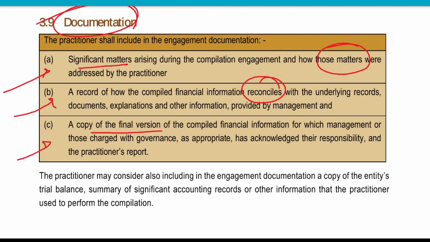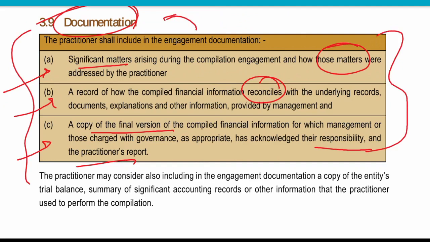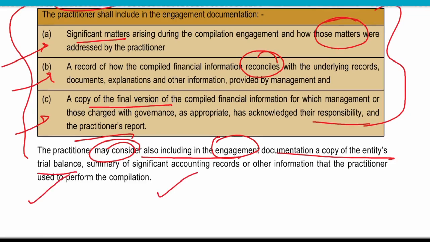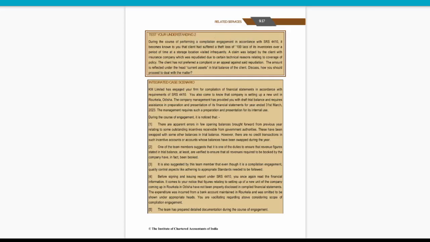And the copy of the final version of the financial information, with management or those charged with governance having acknowledged their responsibility, and the practitioner's report. All these things you need to mention in the documentation because it might be important in order to get legal help if it is required. So the practitioner may also include in the engagement documentation a copy of the entity's trial balance, significant accounting records, etc. All these things you need to take as documentation.